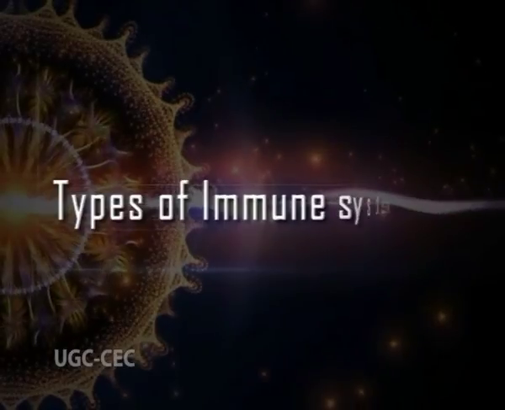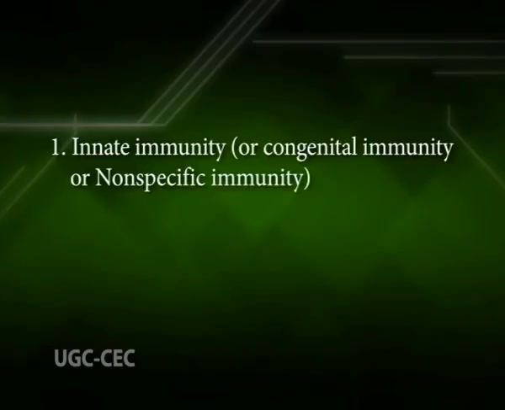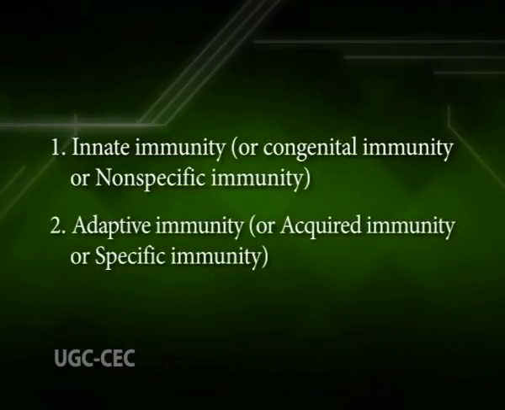Types of immune system. Immune systems are broadly classified into two types. One, innate immunity or congenital immunity or non-specific immunity. Two, adaptive immunity or acquired immunity or specific immunity. Both are not mutually exclusive.